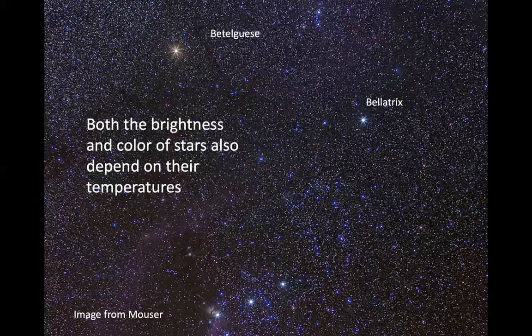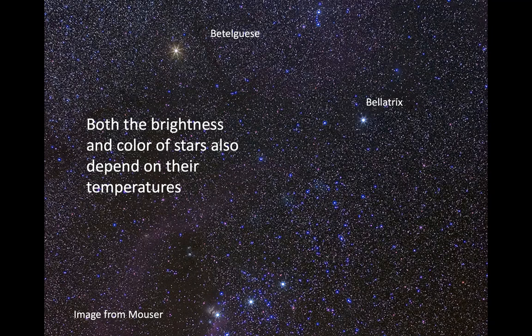Stars are not only differing in brightness, they also differ in what color they are. The classic example of this is in the Orion constellation. Here are the 3 stars in the belt. Here is Bellatrix, and here is Betelgeuse. What you'll see in this image, and what you can see with your own eyes, is that Bellatrix is actually fairly blue, while Betelgeuse is actually quite red.